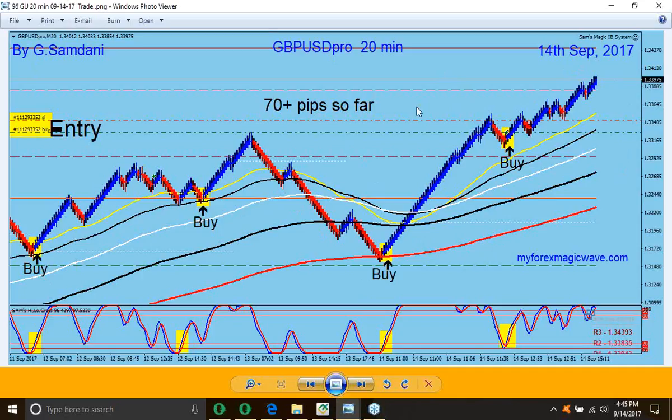A lot of people at 50, 60 pips profit will just close their trade, afraid that the market is going to take back the profit. But no, that's not going to happen. You see, it goes up, it comes down, and then goes up, and it's like that until it reaches the daily range.